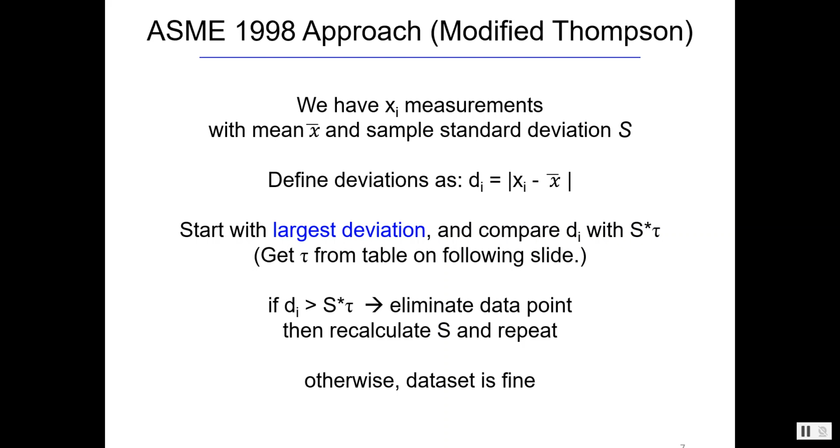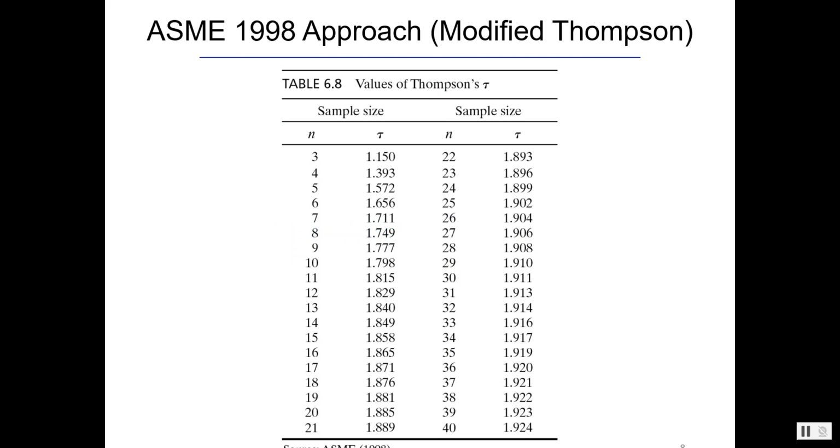So let's look at how we get those tau values. This is the table we use. It's just based on the sample size. So see that as our sample size grows, so we have more certainty that our average is close to the true value, then the tau grows. So the data point needs to be further from the mean to be eliminated. So it's pretty simple. You see how many measurements you made, you find the appropriate tau value in the table, and then you multiply that times the sample standard deviation. And you compare your deviation to the sample standard deviation times tau.